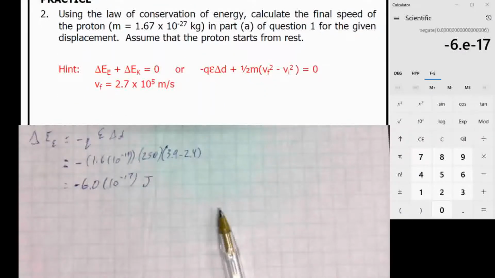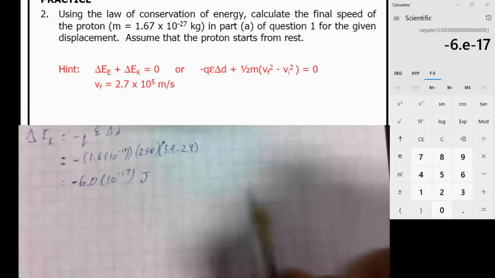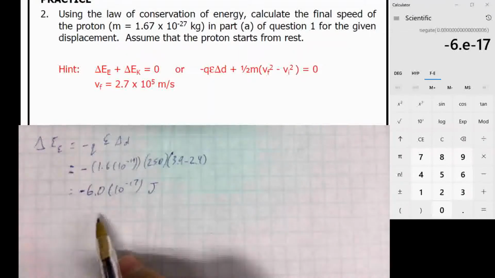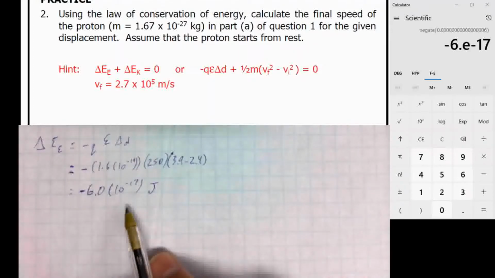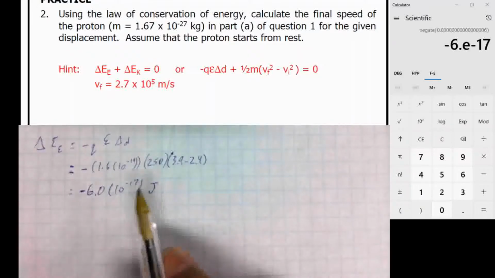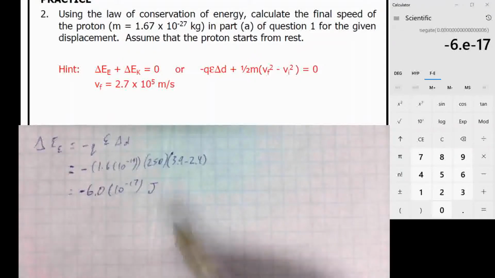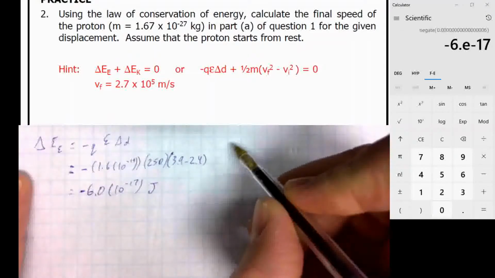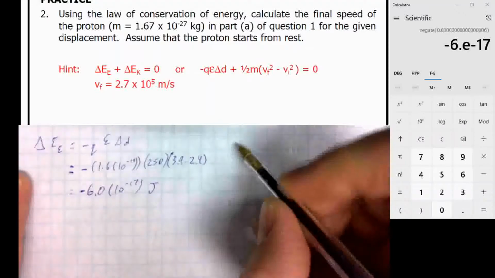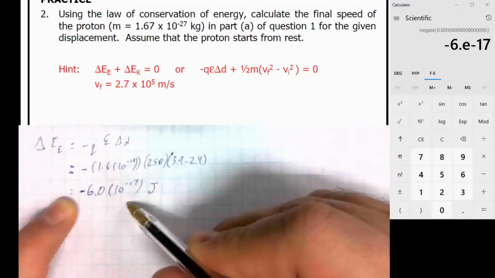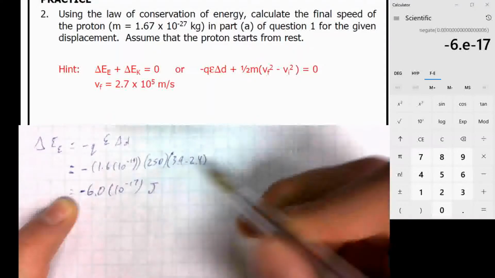Here's a problem. It says using the law of conservation of energy, calculate the final speed of the proton in part A of question 1 for the given displacement. Assume the proton starts from rest. So here's where we're going to use conservation of energy, and this is kind of interesting because we can actually use the same kinetic energy equations we use for larger objects as we can for the smaller objects like protons and electrons. And it has a gain. This is our gain in energy for the proton.